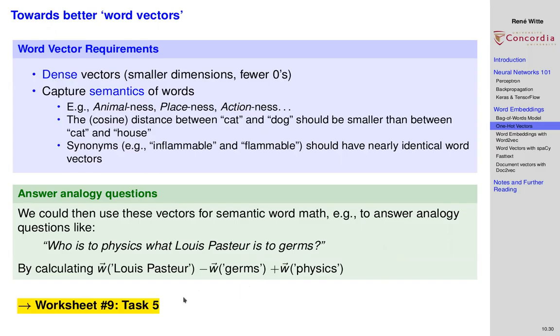So there is an exercise on the worksheet to try and reformulate the first question. And once you're done, we're going to look at how we can make this work in practice.